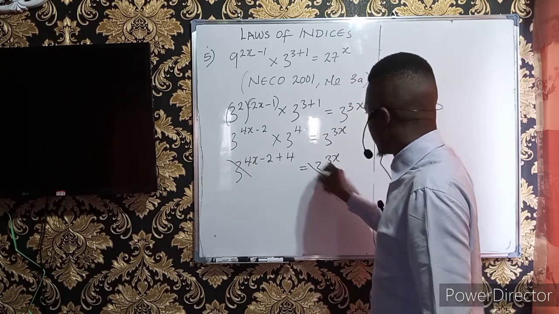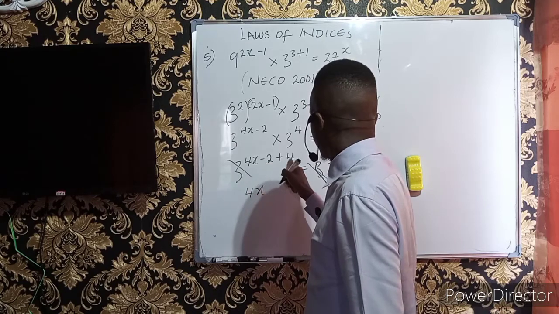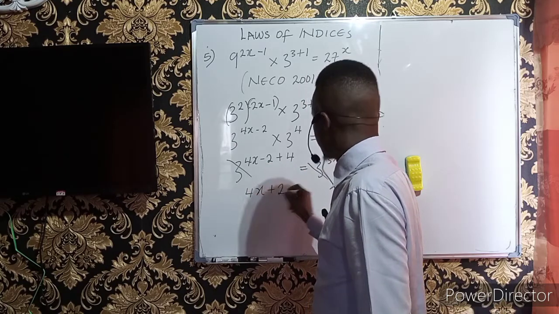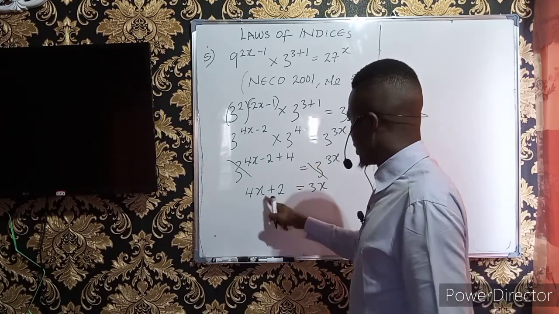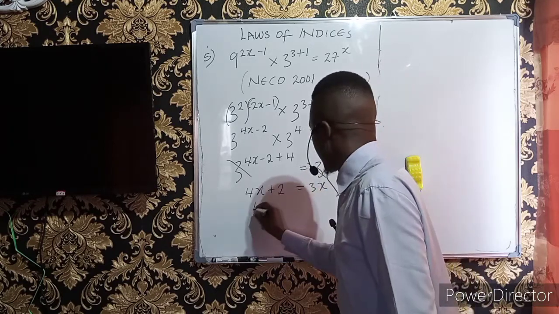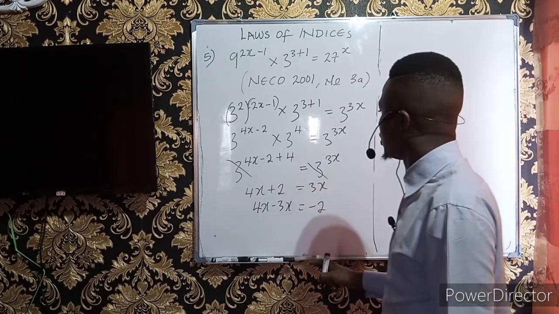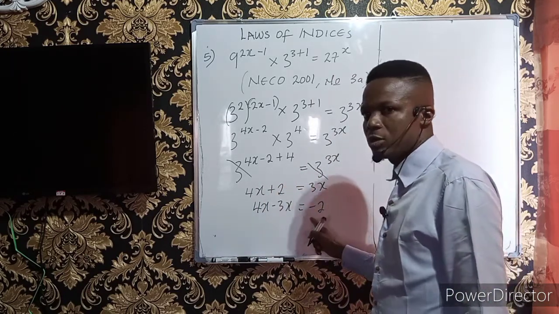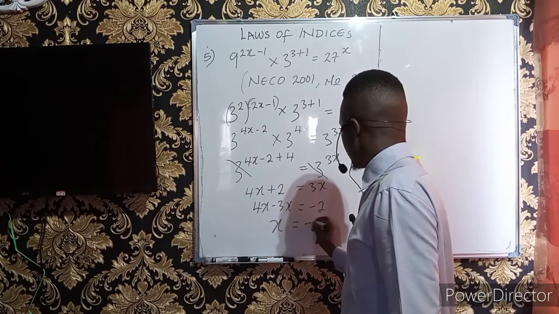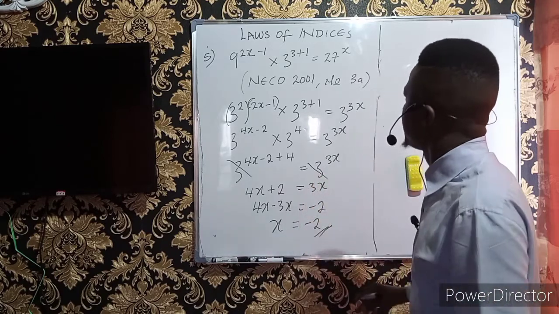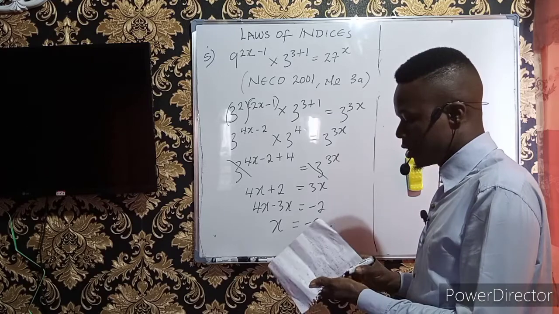You can kill 3 because it's common at both sides. So we have here 4x minus 2 plus 4 will give me just 2 equals 3x. Collect like terms, this will come here and this plus 2 will move over. We have 4x minus 3x equals negative 2. When plus crosses over, it becomes minus. Now 4x minus 3x will just give me x equals minus 2. So the value of x here is minus 2. Let us take one more question and conclude.